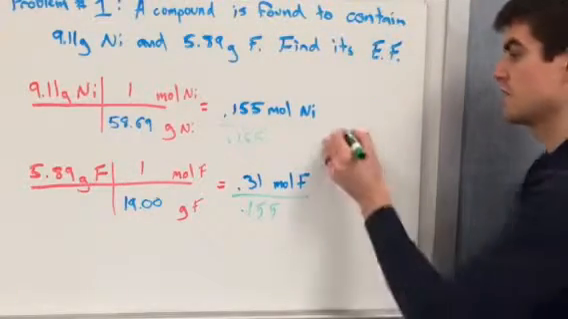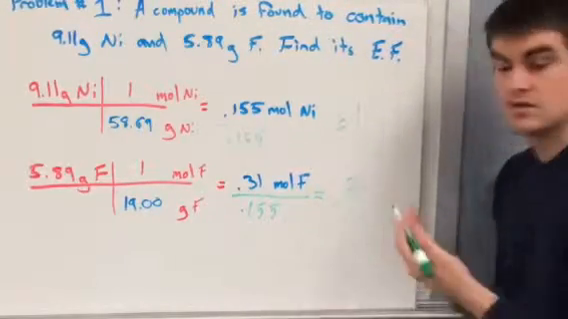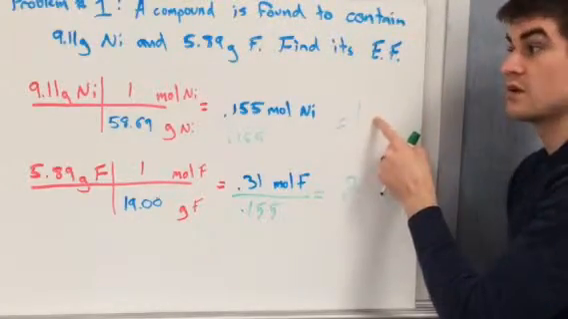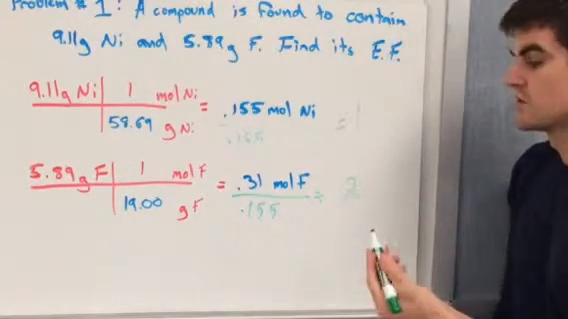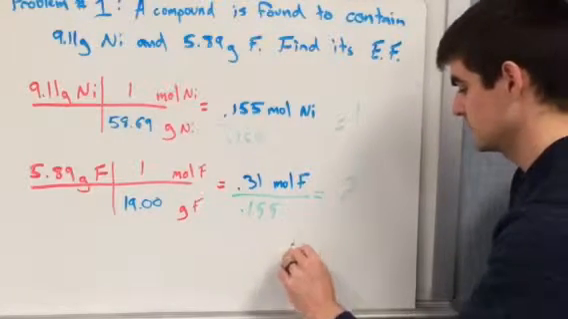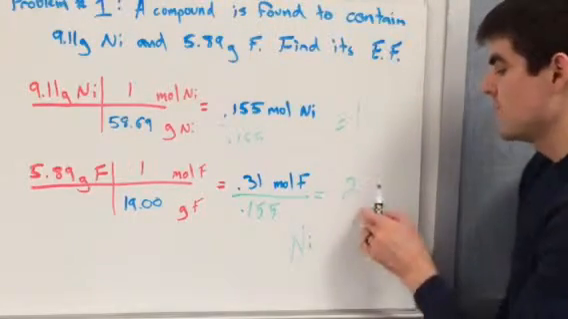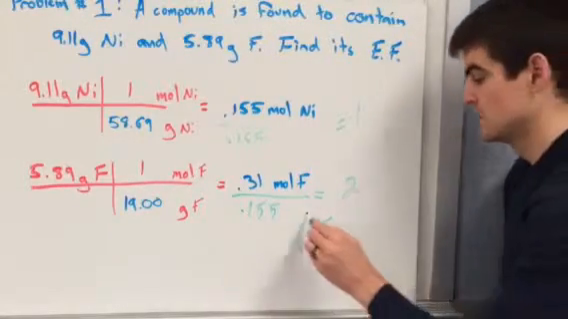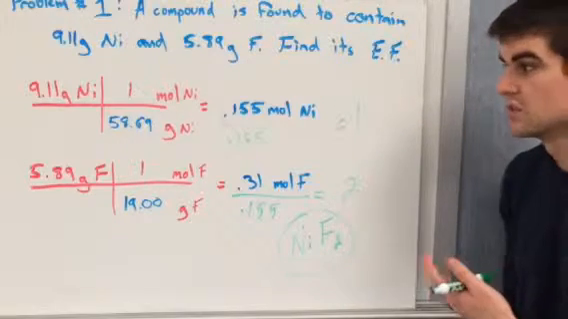Divide by 1.55. Here, math is easy. That's 1. Here, that's 2. So here's our ratio. For every 1 nickel, we have 2 fluorine. And then we just use that ratio to write our empirical formula, which we just said was, well, nickel was a 1. 1s we don't write. Fluorine was a 2. There's your empirical formula.